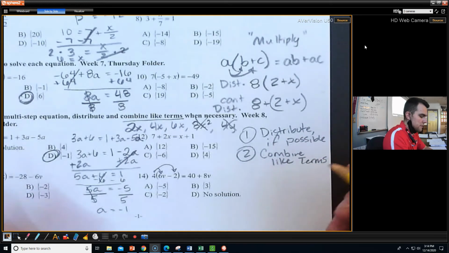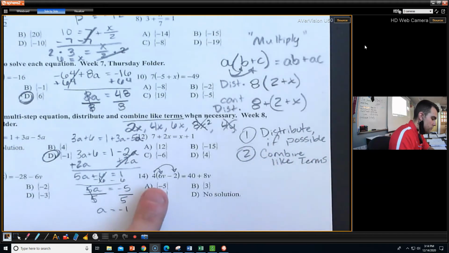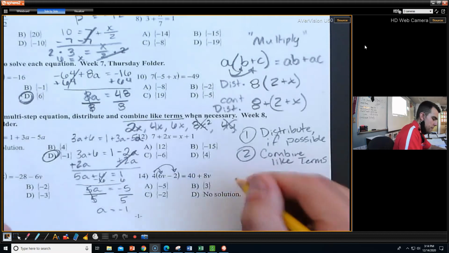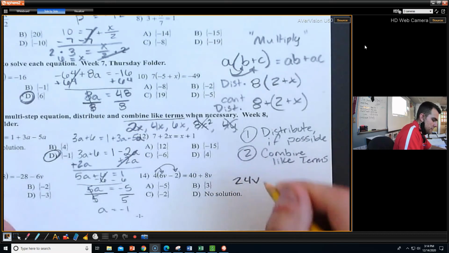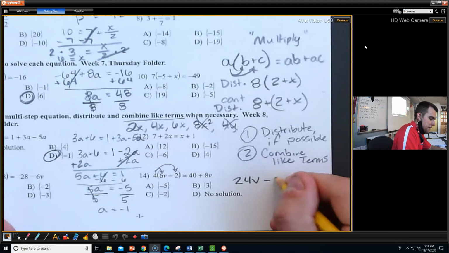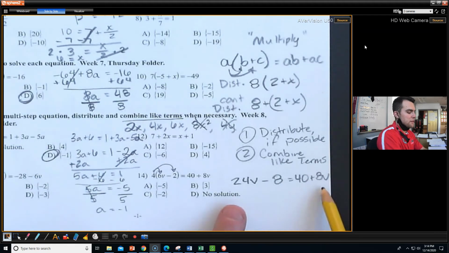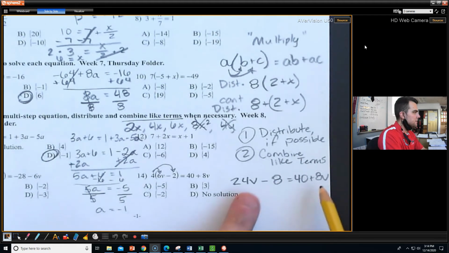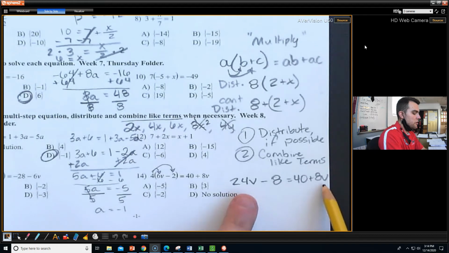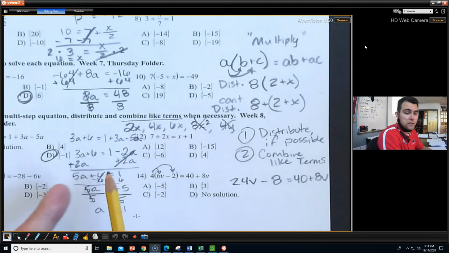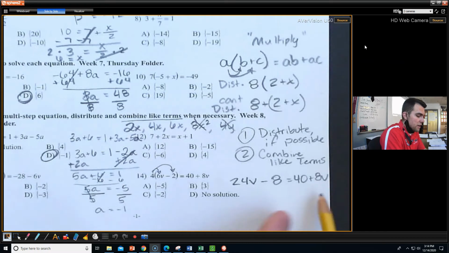Okay? So if I do this, I end up getting 4 times 6v. What is 4 times 6v? 24v. And 4 times negative 2 is negative 8. And then that's equal to 40 plus 8v. Again, we are left with a v on both sides. So again, I can do what I did for number 11. I can undo one of them on one side and then do it to the other.